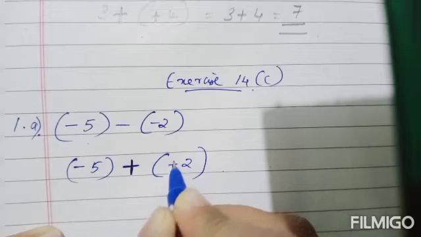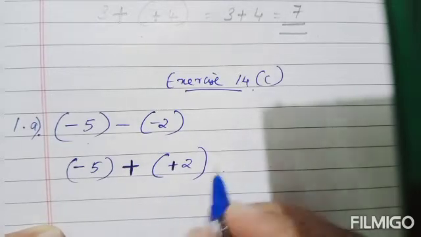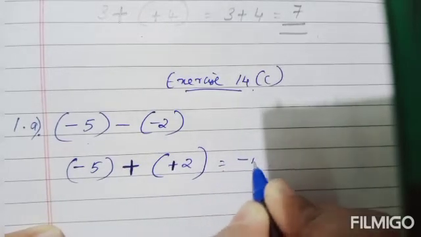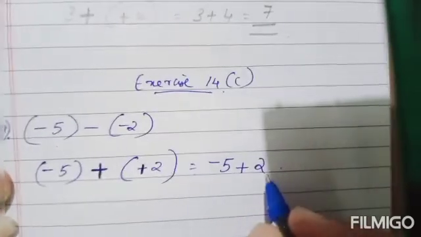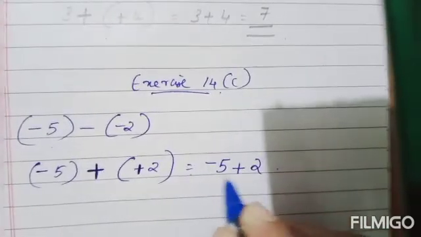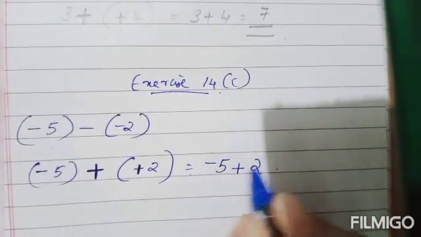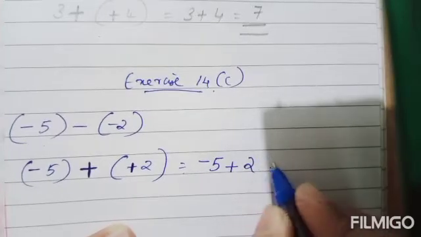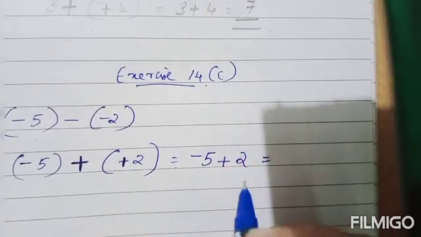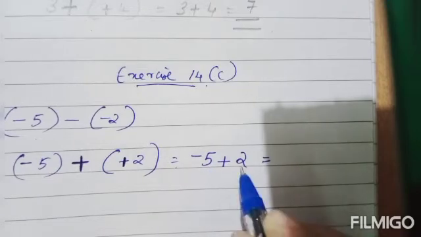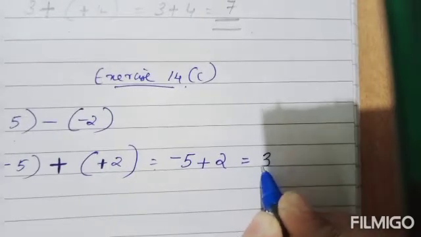That will become plus. Okay, so what you will get? Minus 5 plus 2. Plus 2 you can just write it 2. Okay. Now addition of a negative integer and positive integer. What to do? First subtract the smaller number from the greater number. Okay, that is 5 minus 2. What you will get? 3.